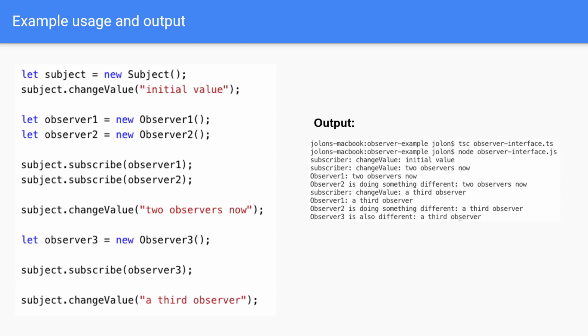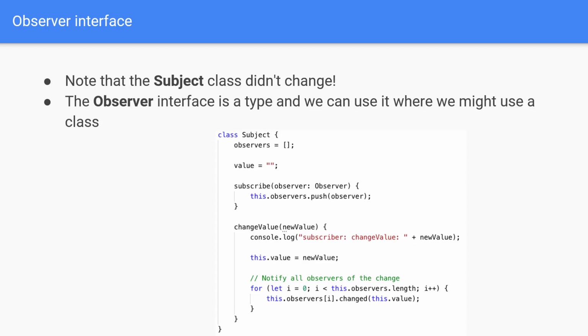Using the same example as before, we can see that the output is different because each observer is outputting a custom message for its own changed method. Note here that the subject class didn't change. The observer interface is a type, and we can use it where we might use a class.